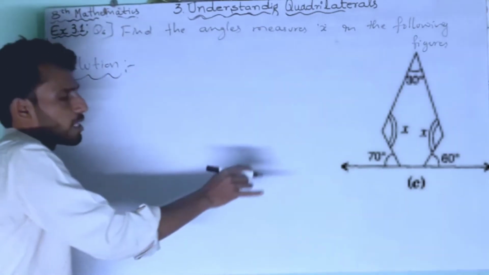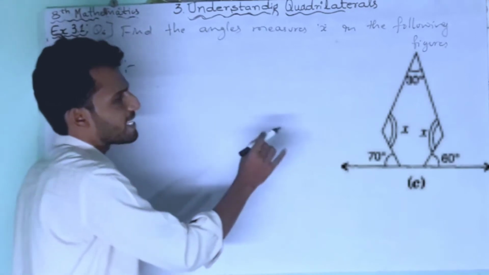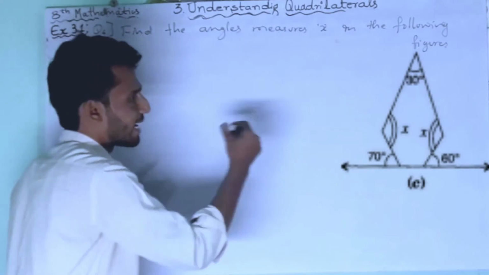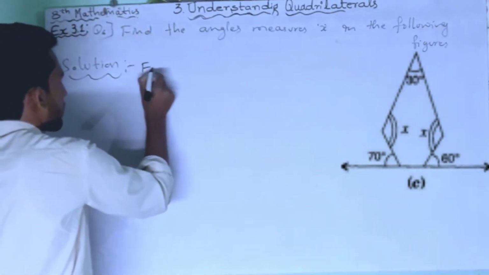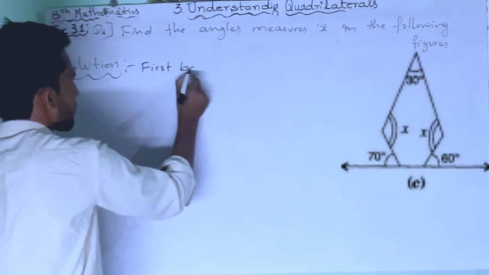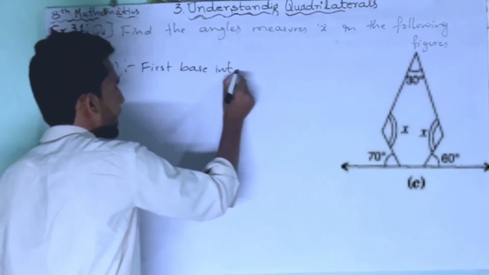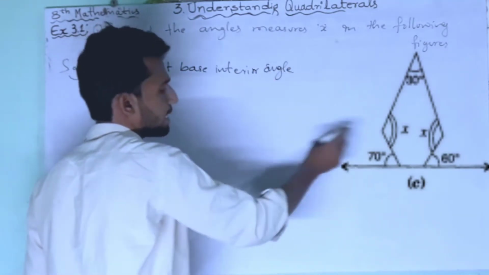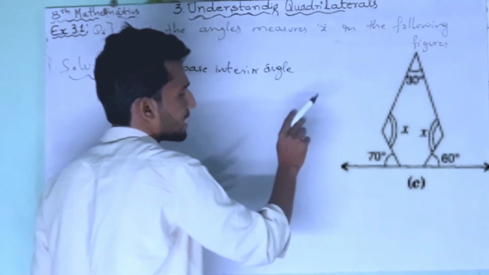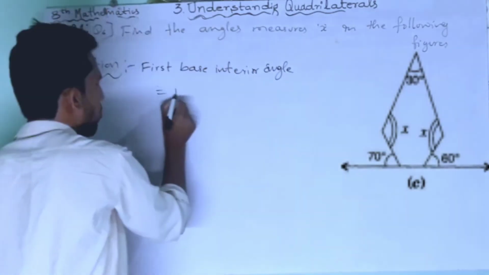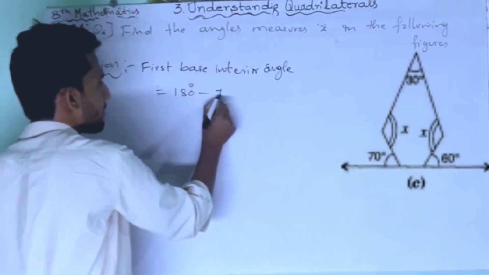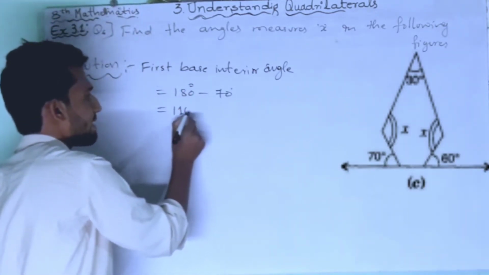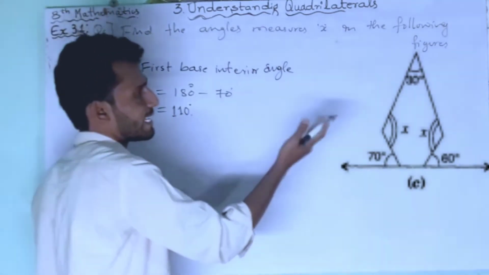Solution. Dear student, now I am taking the first base interior angle. Here given is 70 degree. I am finding the interior angle. For the first base interior angle, here given is the exterior angle, that is 70 degree. We have to find out the interior angle. 180 degree minus 70 degree. When you do the subtraction, you will get 110 degree. This is the interior angle.